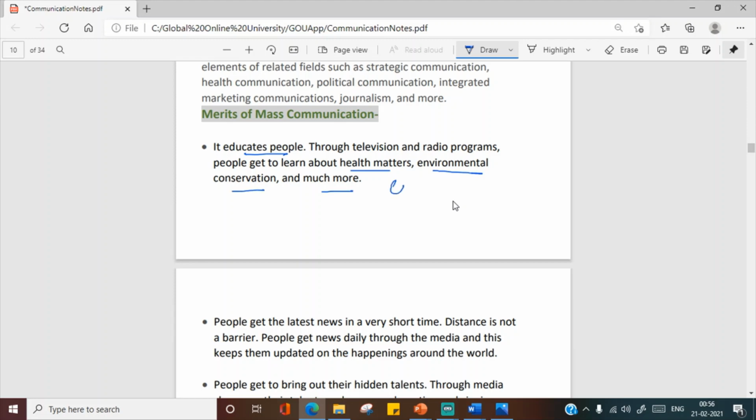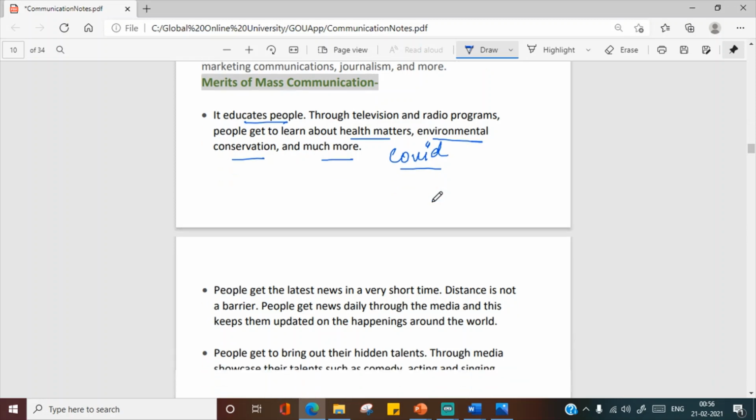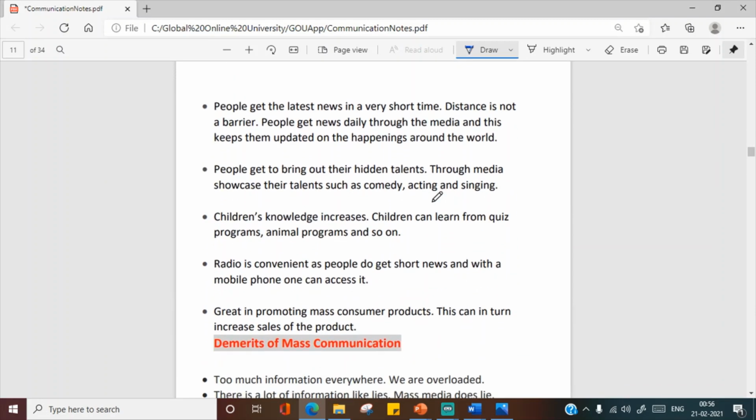Health matters, for example, the current COVID situation. Through television, we have come to know there are various ads or programs which tell you how to follow the COVID-19 guidelines. These are some of the merits of mass communication. Second, people get the latest news in a very short time. For example, something is going on in USA. If there was no mass communication, we might not know what is happening on the other side of the world. But because of the latest mass communication technology, in a very short time you can get to know what is happening on the other end of the world.